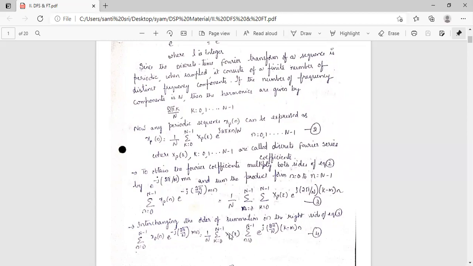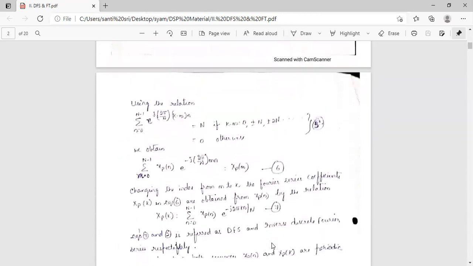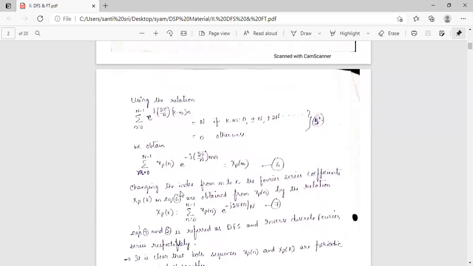So it will become 1 by N into sigma k equal to 0 to N minus 1 Xp of k into sigma n equal to 0 to N minus 1 e power j 2 pi by N into (k minus m) into n. Let it be considered as equation number 4. Using the relation, sigma n equal to 0 to N minus 1 e power j 2 pi by N into (k minus m) into n is equal to N if k minus m is 0, plus or minus N, plus or minus 2N, etc., and it is equal to 0 otherwise.